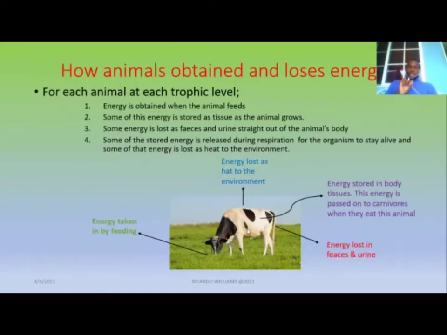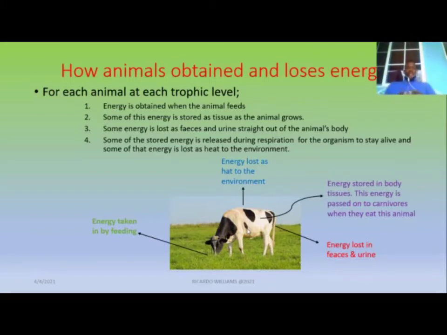Now, how do animals obtain and lose energy? Basically, for animals at each trophic level, this is what occurs. One, energy is obtained when the animal feeds. When the animal feeds on another animal, they obtain the energy from the flesh or whatever part they eat. Some of that energy is going to be stored in the animal's tissue. So when you see the chicken get fat, it must be storing the energy. When you see the goat get fat, it is storing the energy.